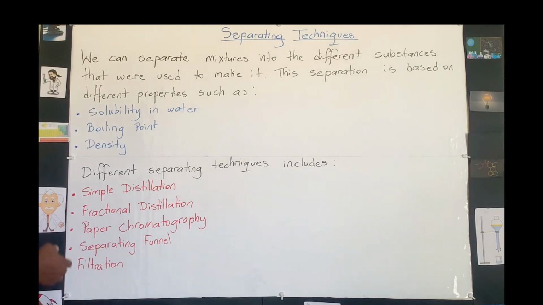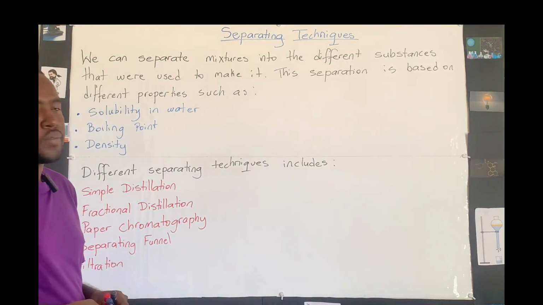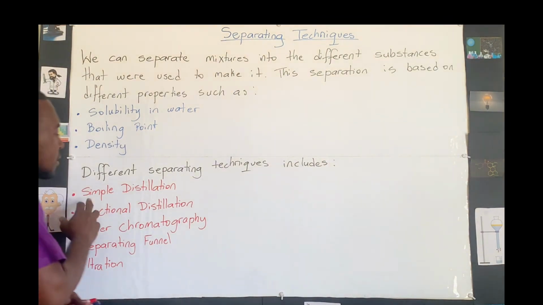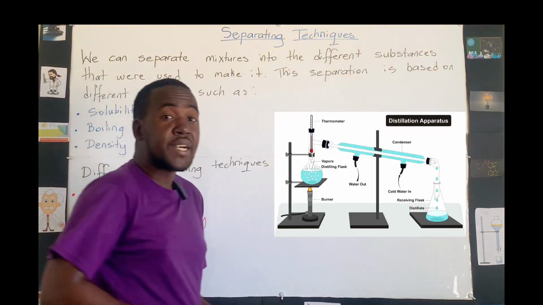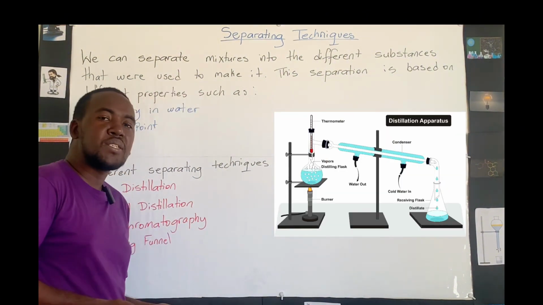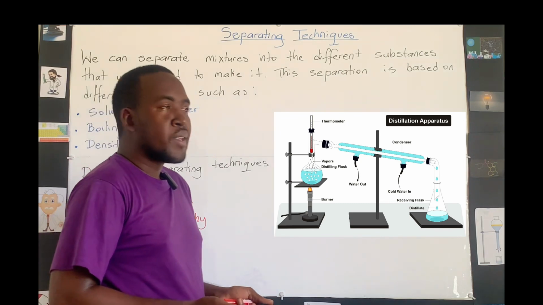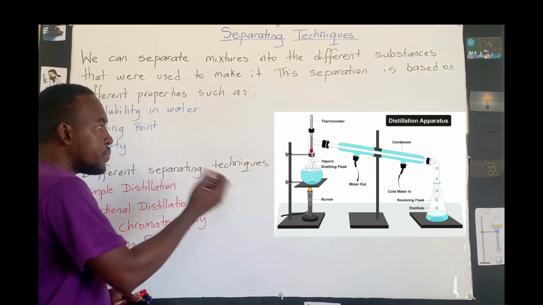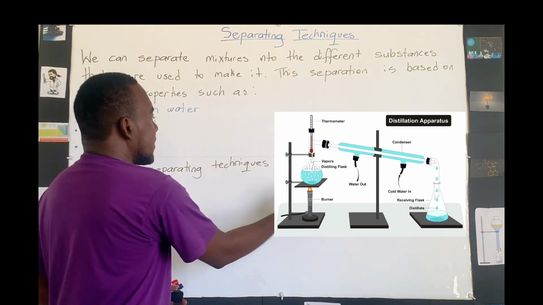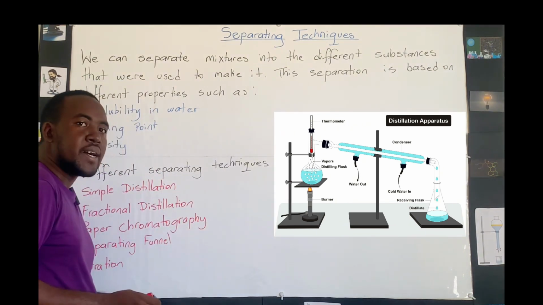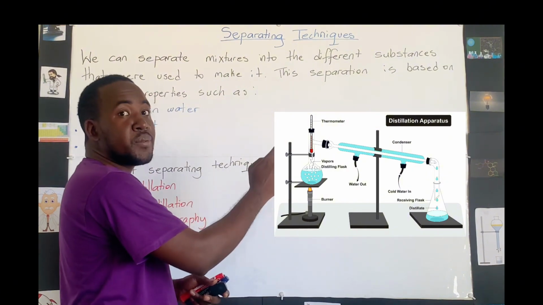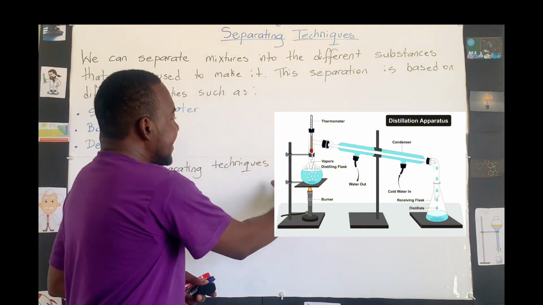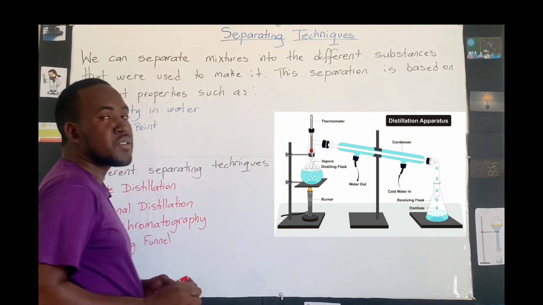And so we're going to look at some of the popular separating techniques that the syllabus wants you to cover. These separating techniques are the simple distillation. And here is a picture that shows the setup of a simple distillation apparatus. Here we see that in the simple distillation, we have a substance that's in this conical flask, right? This substance, they are mixed together, they are soluble, right? So we're not seeing the different components of this mixture.